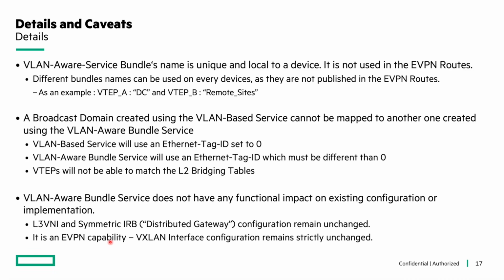And finally, VLAN-aware bundle doesn't have any functional impact on existing configuration. So layer 3 VNI configuration remains totally unchanged. And because VLAN-aware bundle is an EVPN capability, everything related to the VXLAN interface remains also unchanged.